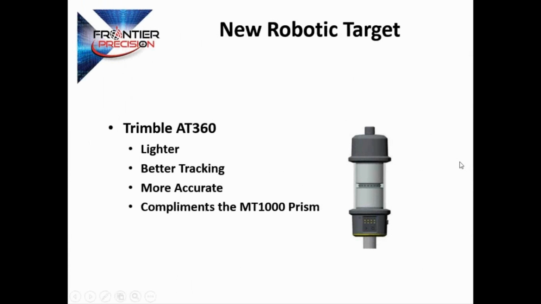Another new product is the new AT360 robotic target. You can see this target here from this image doesn't have any prisms, so it allows you to use a target that's much lighter, with some enhanced tracking features as well as more accuracy, especially in the vertical component, than the MT1000. It definitely complements that MT1000 prism as a lighter, better tracking, more accurate target.